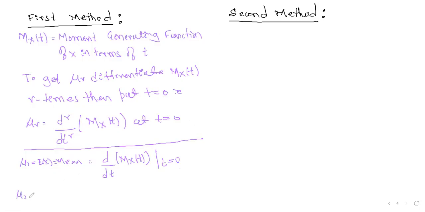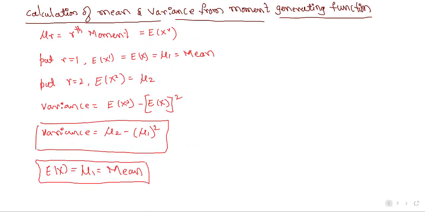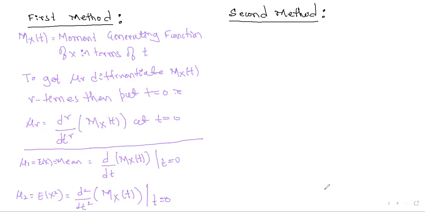Suppose you want mu 2. Mu 2 is the expected value of x square. Differentiate twice with respect to t, that is d square divided by dt square of Mx of t, and put t equal to 0. Suppose you know mu 1 and mu 2, with the help of this basic formula you can get the mean and variance easily. So this is the technique to find the mean and variance by the first method.